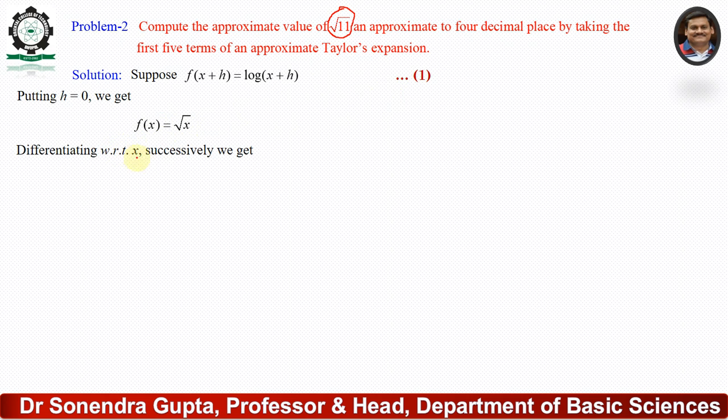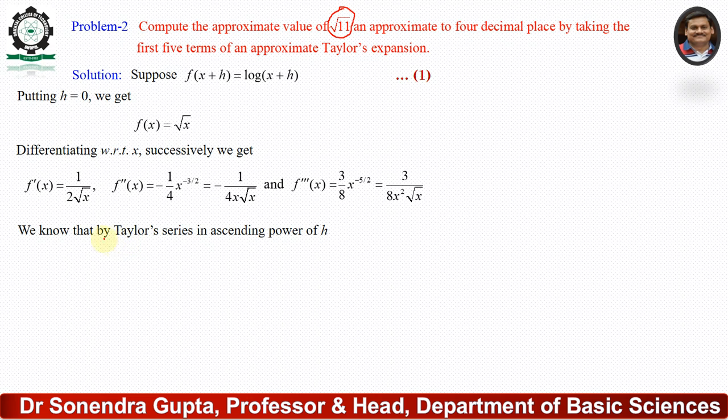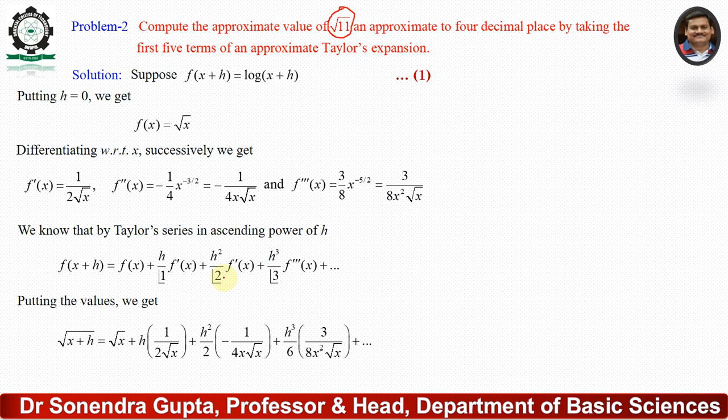Again differentiate with respect to x successively, then f dash of x equal to 1 upon 2 root x, then f double dash x equal to minus 1 upon 4 x to the power 3 by 2, that means minus 1 upon 4 x root x, then f triple dash equal to 3 upon 8 x to the power 5 by 2, that is 3 upon 8 x square root x. Now we know the Taylor series in ascending power of h is f of x plus h equal to f of x plus h upon factorial 1 f dash of x and so on. Now putting all these values here, we can decide which is the value of x and which is the value of h, then we get root 11.